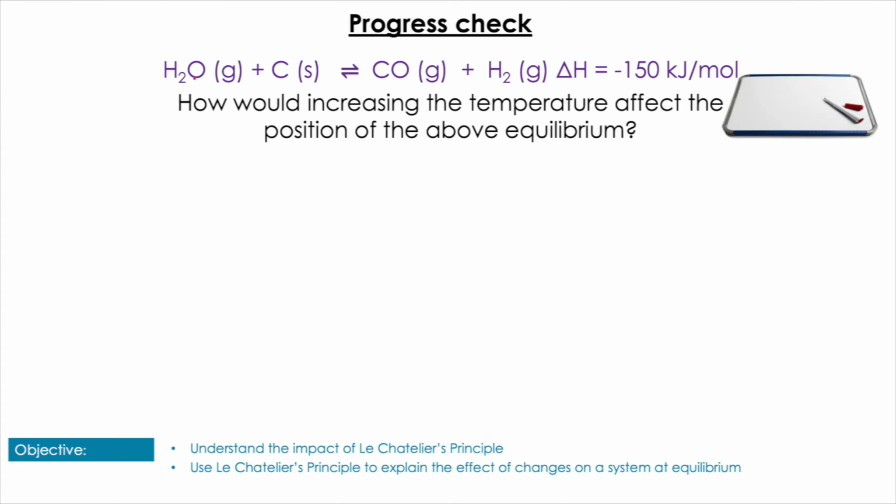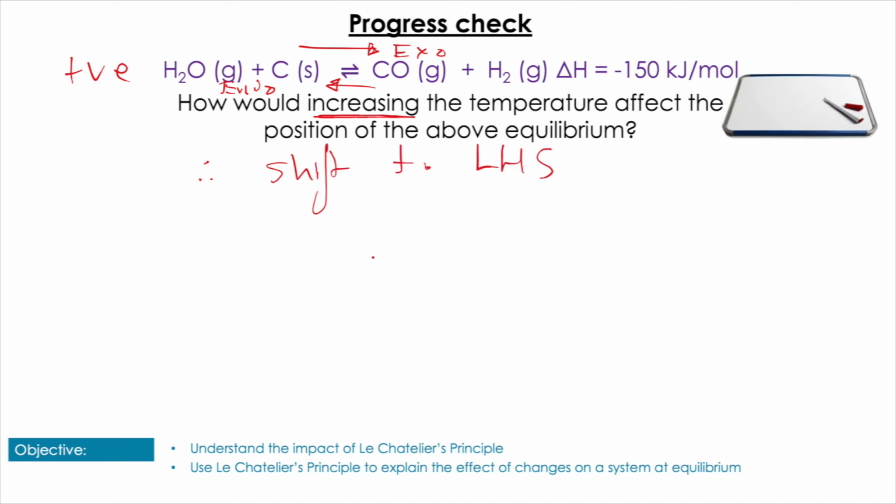Okay, with this reaction, we can see that the forward reaction is exothermic and therefore the backwards reaction is endothermic. So if we're increasing the temperature, remember, using Le Chatelier's principle, it is going to shift to the left-hand side because the reaction is going to try and decrease temperature.